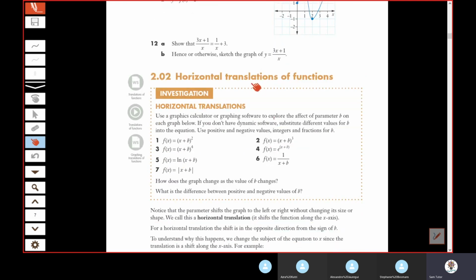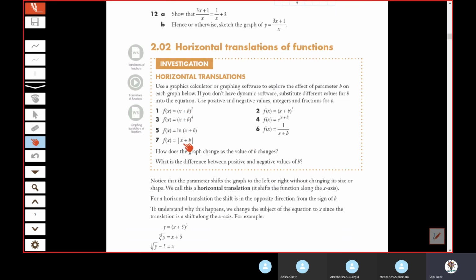Horizontal translation. So this is the one I usually would have said. It's attached to the x. So if you've got x plus b with a parabola, then you've got to go in the opposite direction. So that means if it's x plus b, you're going to go to the left. If it's x minus b, you go to the right. And that works the same for all of them. Log, absolute values, cubics, exponentials. Ooh, exponentials.